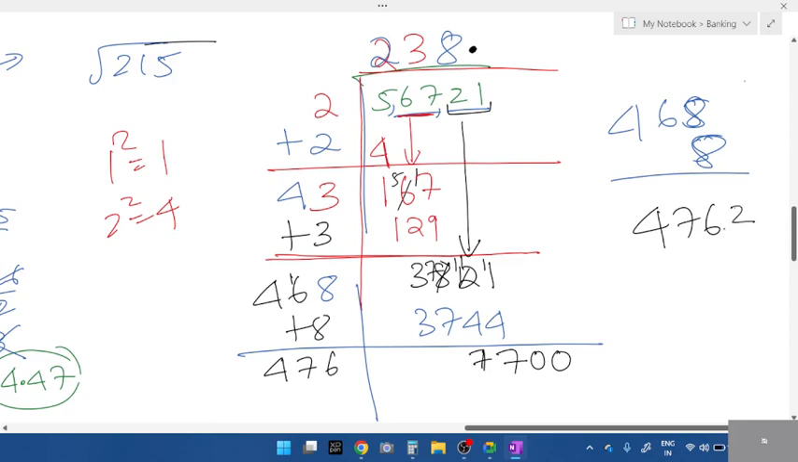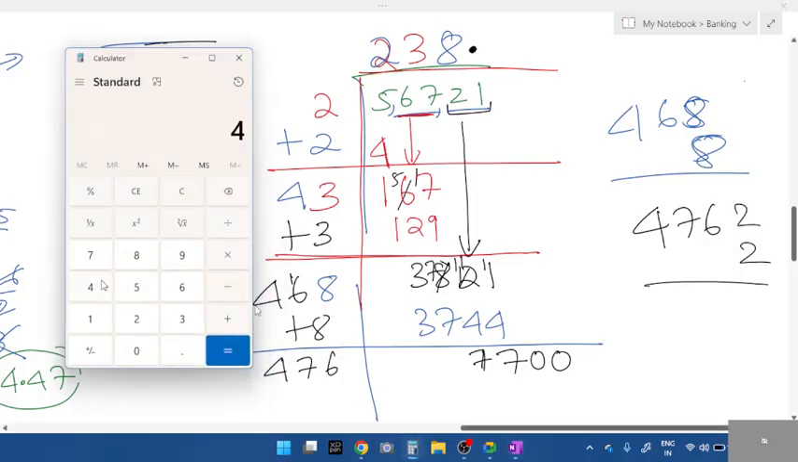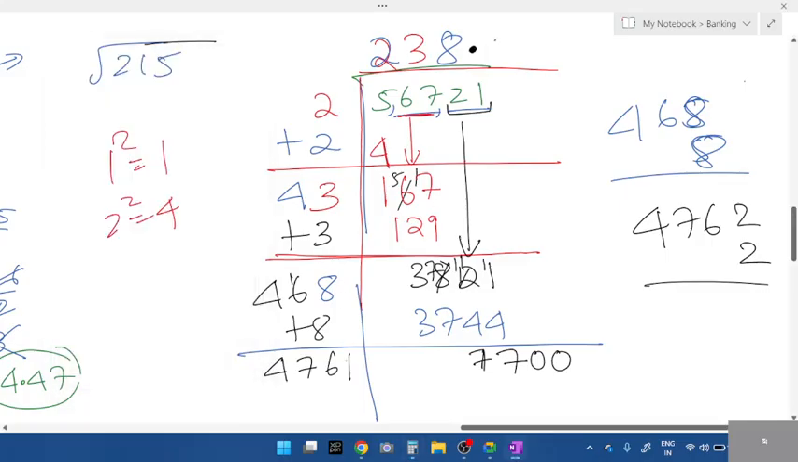Let us start with 1, students. Let us start with 2. If I put 2 here, I should multiply by 2. What is the value? 4762 into 2. Is it more than 7700? So what should I take? 4761. Shall I take 1? Yes. 4761. What do you get?